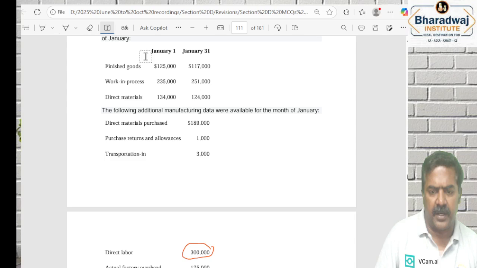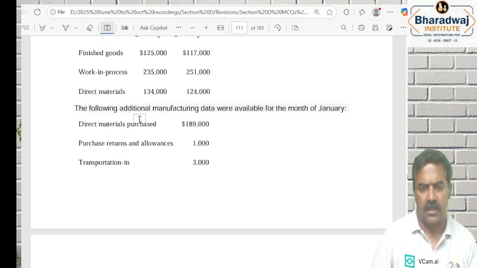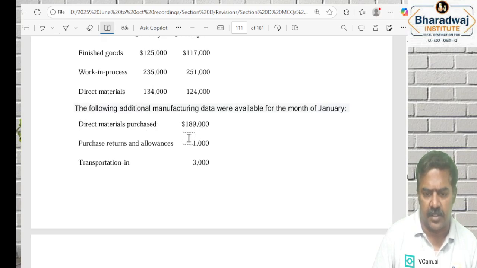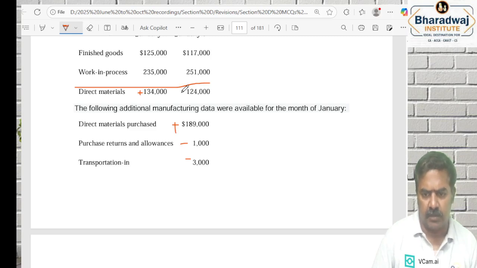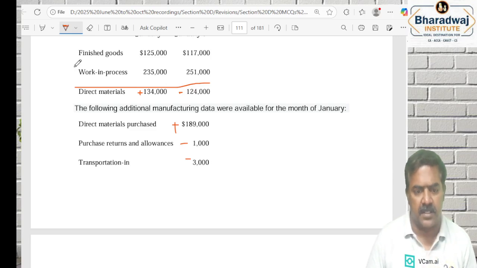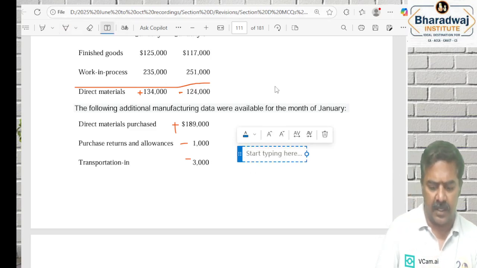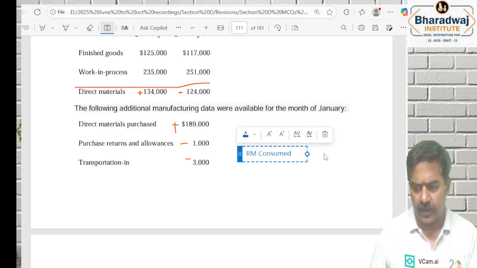Raw material will be opening stock plus purchases minus closing stock, minus purchase returns and minus transportation in. Opening stock plus purchases minus closing stock. 6,61,000, plus direct material purchase, minus purchase returns, minus transportation in. So what is the raw material consumed? 2,01,000.